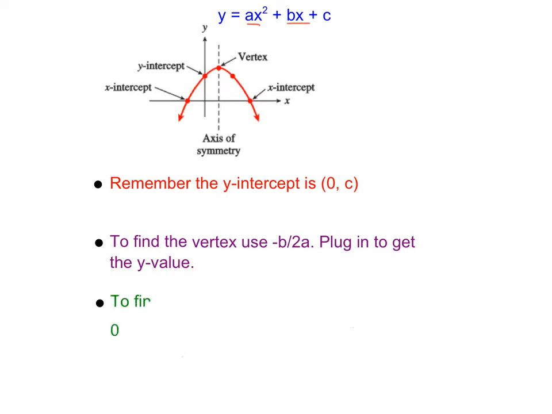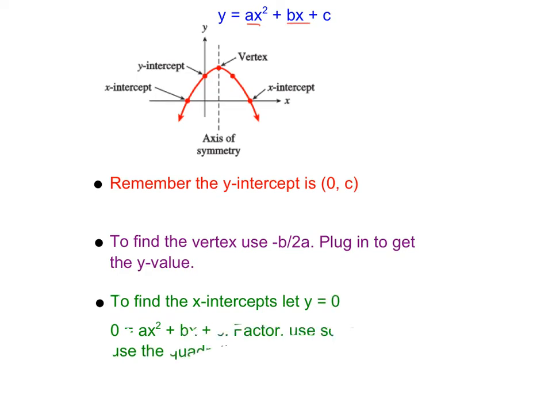And then last, to find the x-intercepts, that's where y equals 0. And then all we're going to do is have 0 equals the quadratic, right? And we learned how to do that. So we factor, we use square roots, or we use the quadratic formula. All the problems we're going to do today, you can factor.